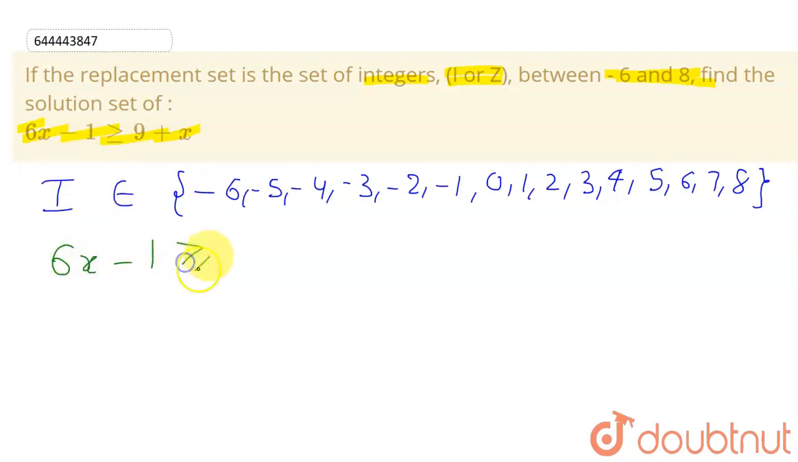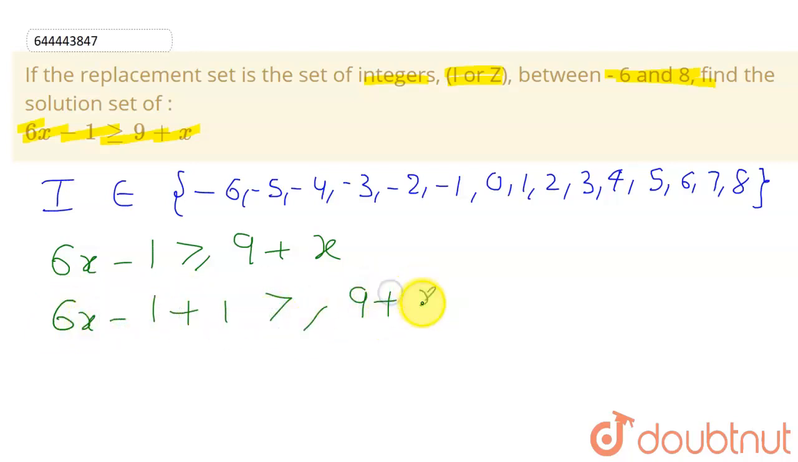6x minus 1 is greater than or equal to 9 plus x. Let me add 1 on both sides. So I will get 6x minus 1 plus 1 greater than or equal to 9 plus x plus 1. This minus 1 plus 1 will cancel out each other, so I am left with 6x on the left hand side. This will be greater than or equal to 9 plus 1, which is 10, so 10 plus x.